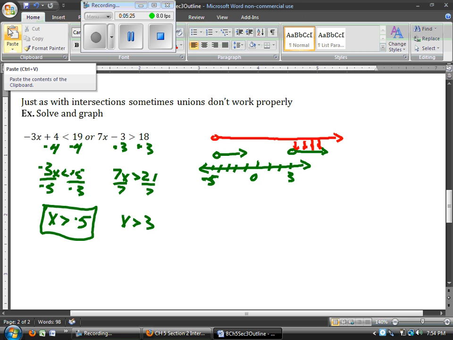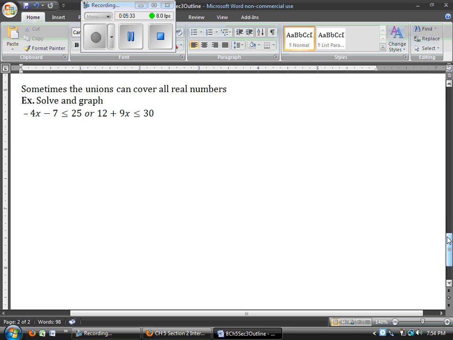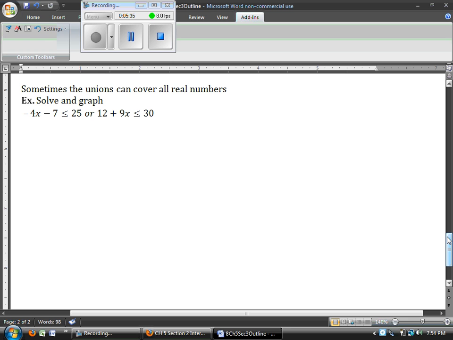So that's one case where things might look a little different than a typical union. The other case, and the last example that we have here, is sometimes they tend to run together occasionally. So if I solve this union, just like I've solved everything else, -4x is less than or equal to 32. Divide by -4. What do I do when I divide by a negative? I flip the sign. Good job, guys. I knew you could do it. So I get x is greater than or equal to -8.